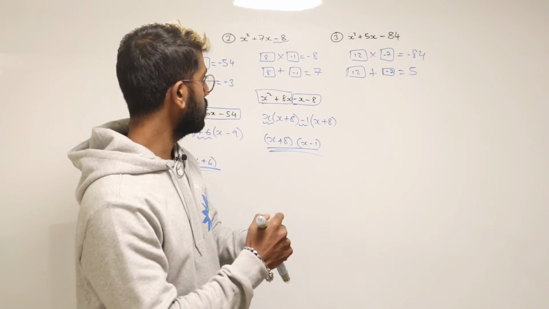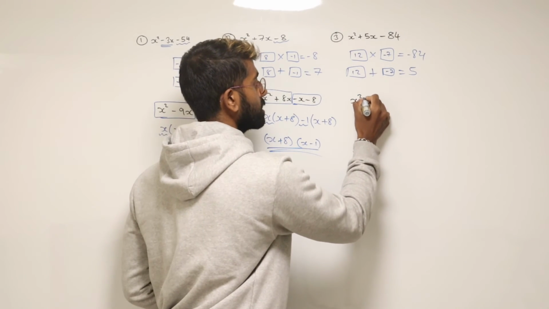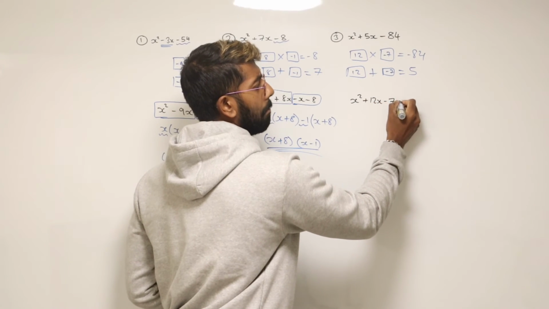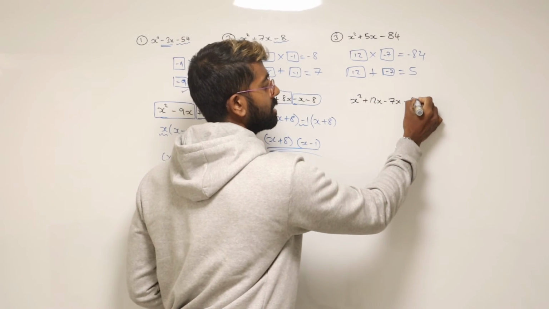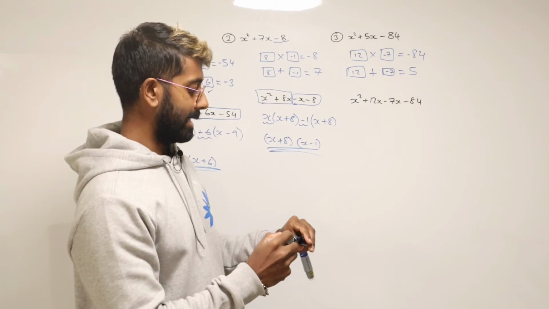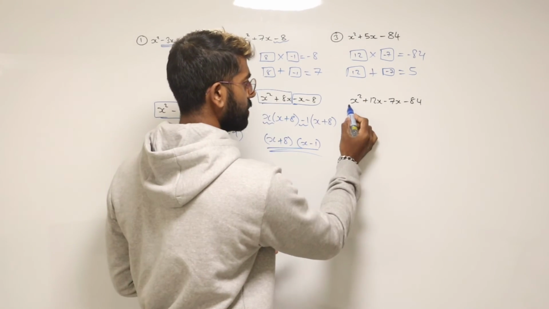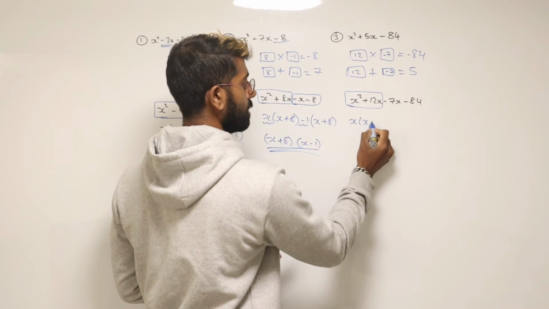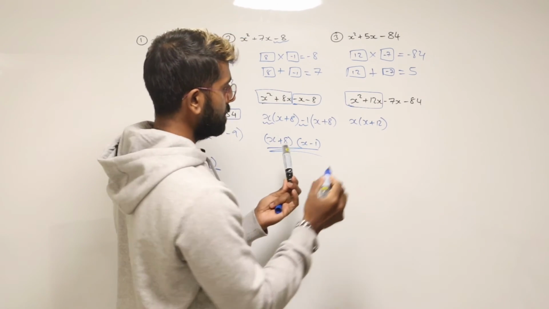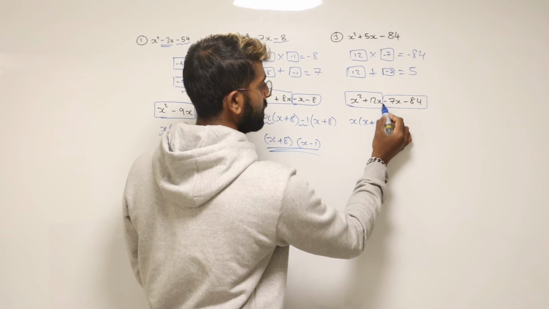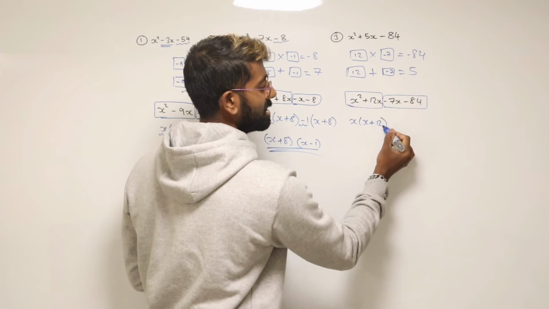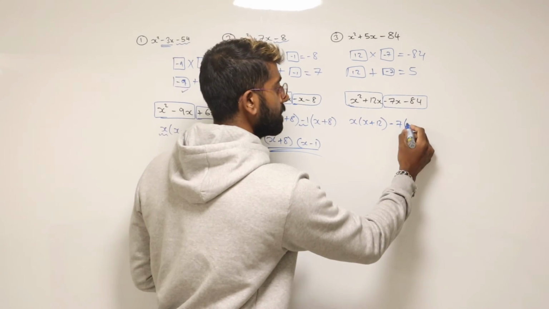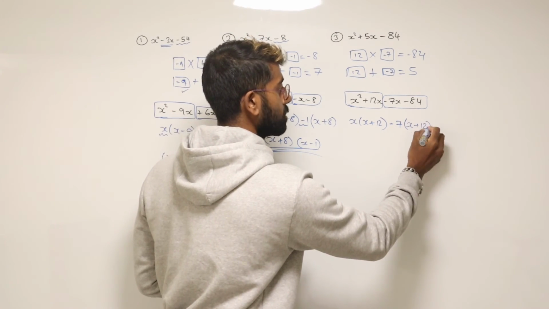So what should we do? Let's rewrite our quadratic now. So x squared plus 12x minus 7x, and then minus 84. There we are. And so start by factorizing the first 2 parts here. And so we'll have x, and then x plus 12. And then the next 2 parts over here. So again, you've got minus 7x, minus 84. I think we can factorize out a minus 7 from there, and then you'll be left with x plus 12.